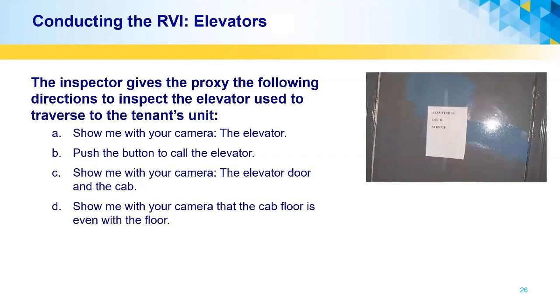Now we're going to look at the protocol for inspecting the elevators. So show me with your camera the elevator. Push the button to call the elevator. Show me with your camera the elevator door and the cab. Show me with your camera that the cab floor is even with the floor. There we're looking for a trip hazard. We're also looking to make sure that when the door opens that the cab is there. Otherwise, you've got a dangerous situation, and that would be a 24-hour life-threatening health and safety.